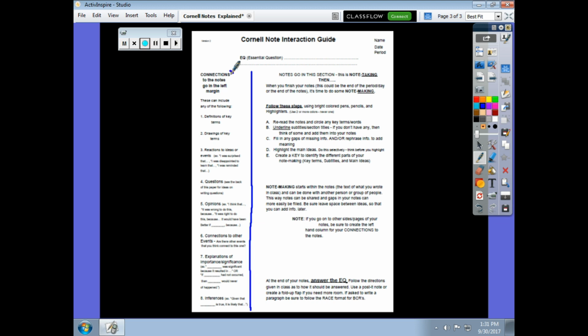Notice how now the connections are on the left-hand side. And so these are the numbers for the different connections. And there are a total of 8 of them here that can be used by students. And then on the right-hand side, it says this is where your note-taking goes. And then it talks about following these steps for note-taking.